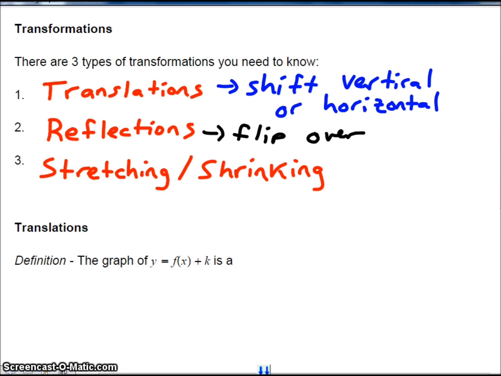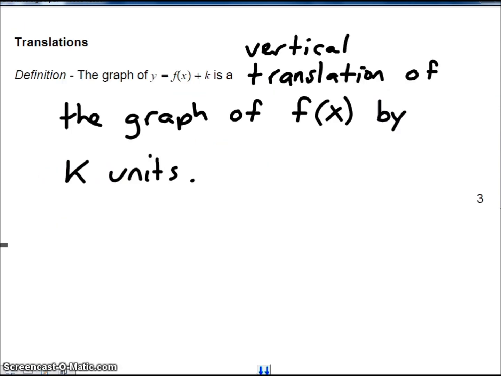Thankfully for this class, we are only studying one type of reflection, so you won't have to memorize the different ones and when you do which. There's only going to be one. All right, so let's go ahead and take a look at the translations first.